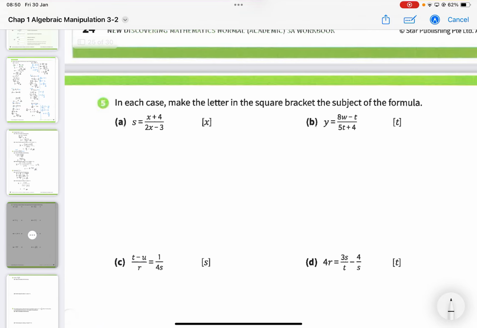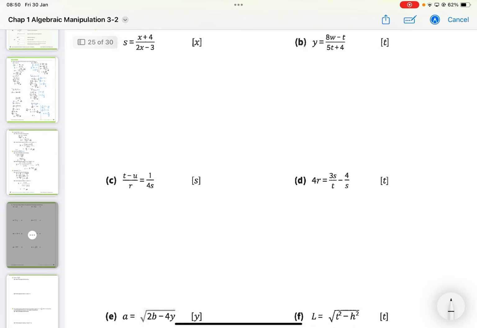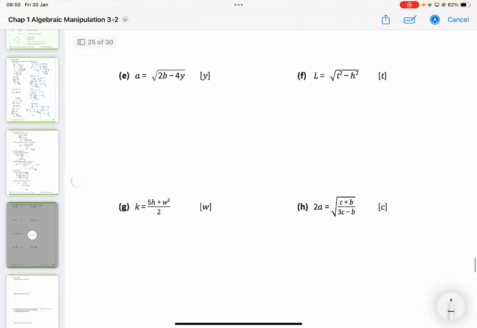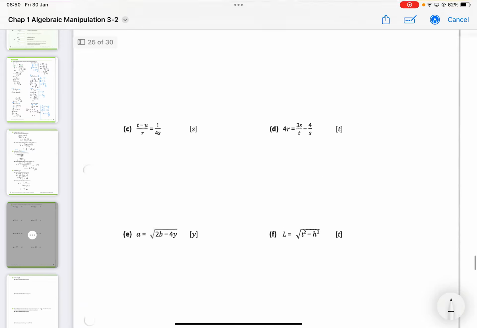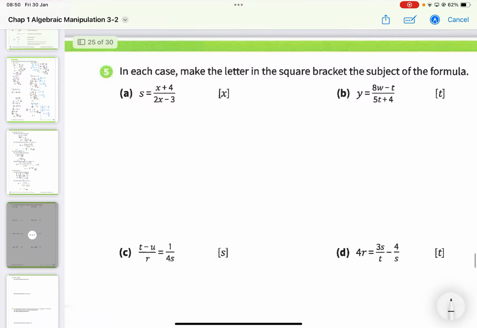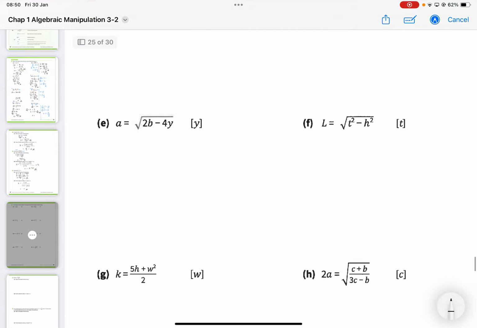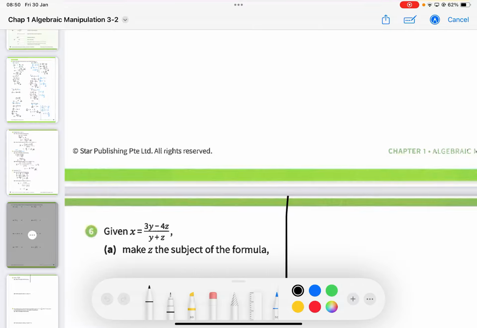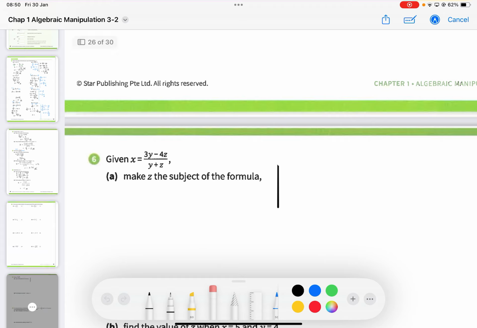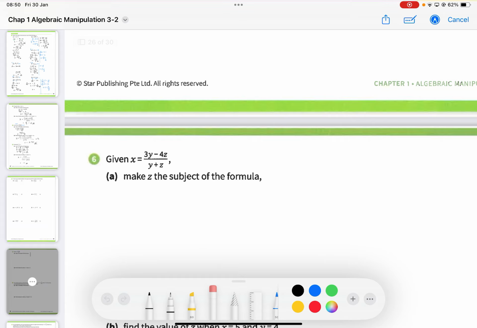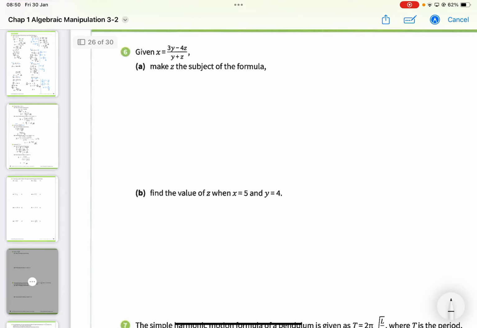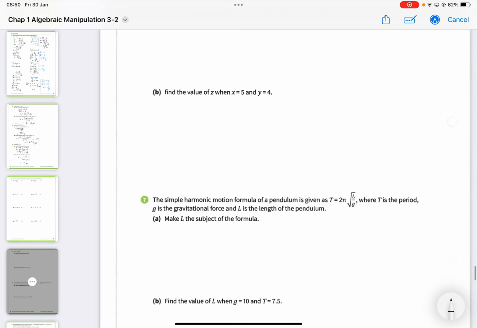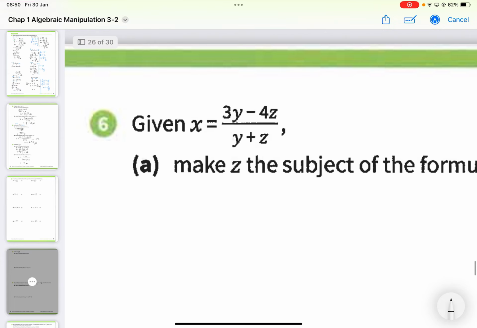Okay, question 5. You all should be able to do. Do it. Okay, never mind. Question 5, leave for your homework lah. Hey, we do question 6 together. Question 5 you all do as homework.